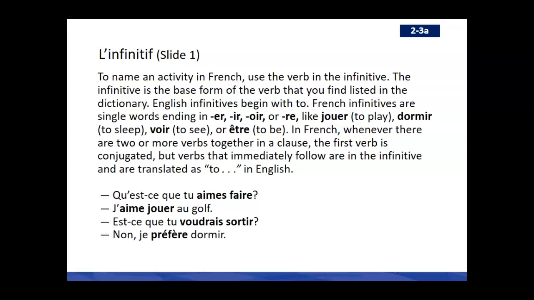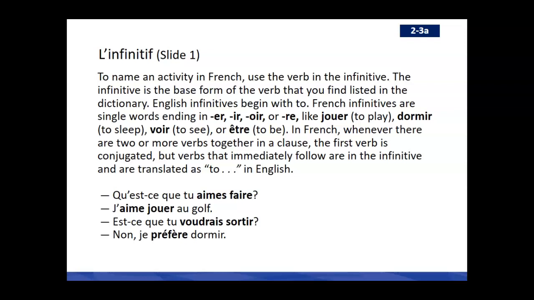But before we get into learning about how to make all of those different changes to verbs, which we call conjugations, the first one we really need to learn about is the infinitive. It's just the simplest base form of a verb. So as it tells us here, to name an activity in French, use the verb in the infinitive. It's the base form of the verb that you find listed in the dictionary.